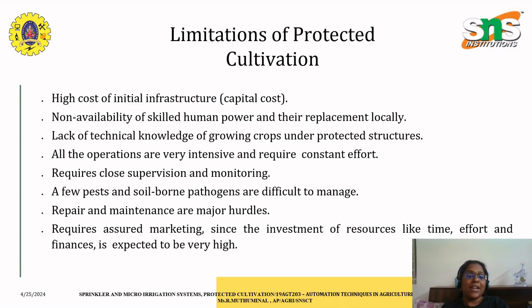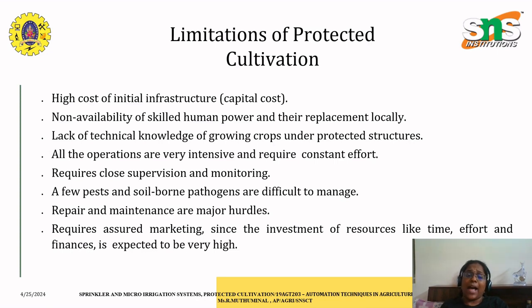Usually, repair and maintenance are major hurdles compared to cultivation taken up in a normal and basic manner. It requires assured marketing, as the investment of resources like time, effort, and finances is expected to be very high. This is why protected cultivation is available only in a very limited manner.